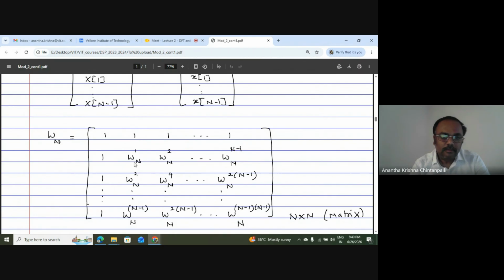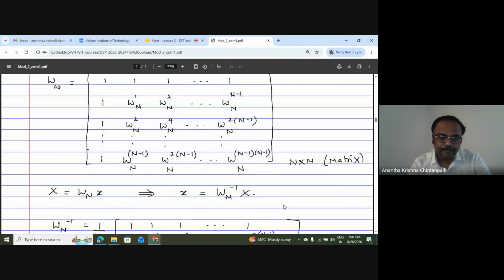Then n will always be there at the bottom. So W1 to n minus 1. Then this you multiply by 2. So 2, 4, 2 times n minus 1. Last one you multiply by n minus 1. So this becomes n minus 1. This is 2 times n minus 1. This term will become n minus 1 times n minus 1. So this is an n by n matrix.